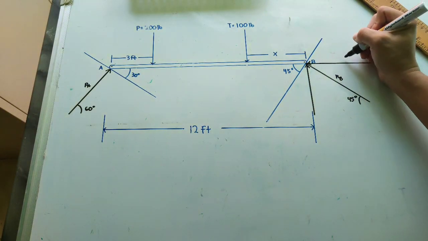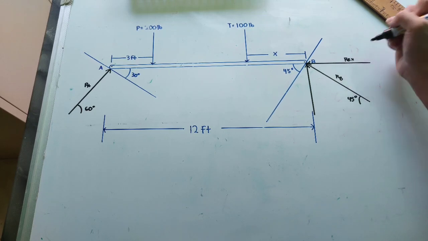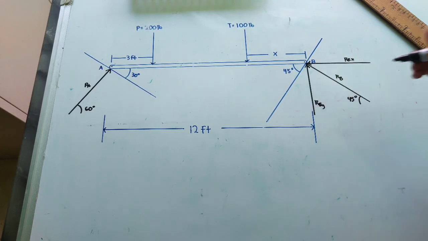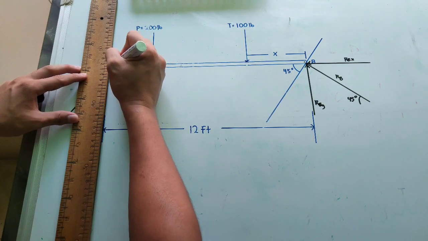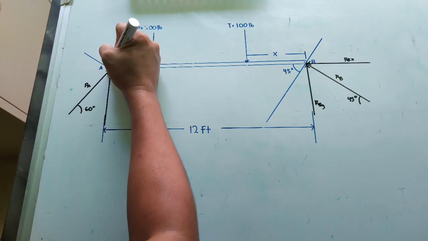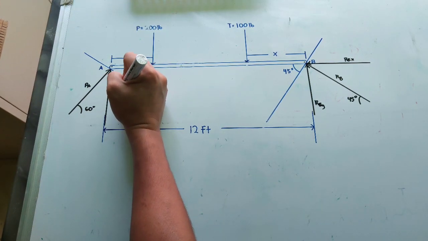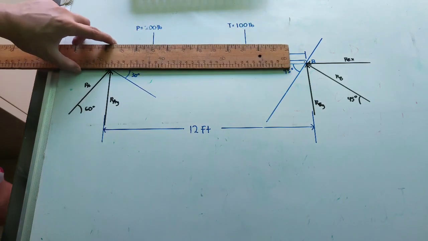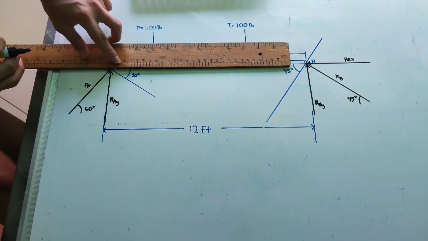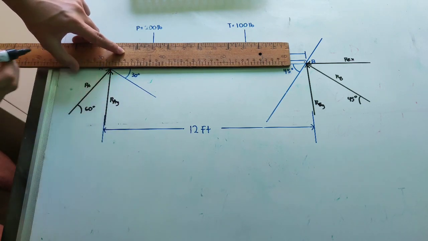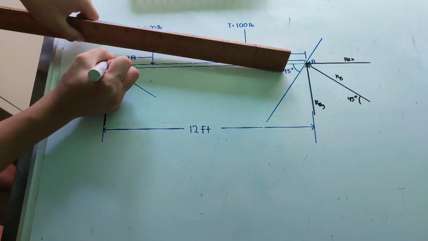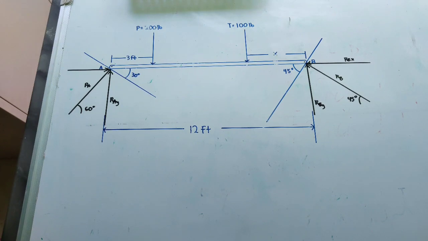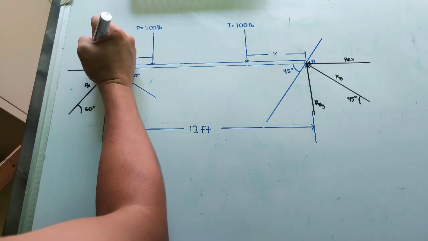So this is RBX, RBY, and here to this point is RAY, and here horizontal, so obviously RAX.